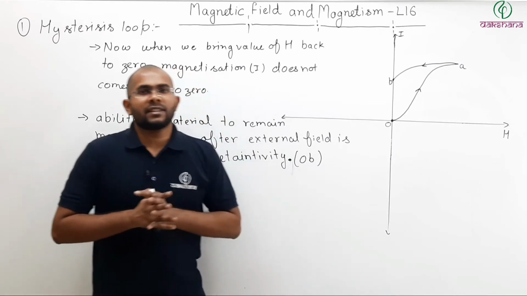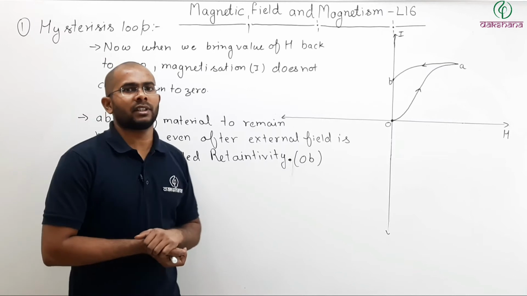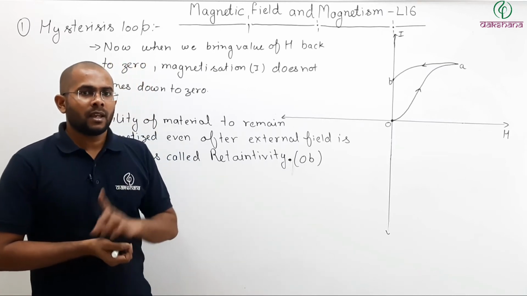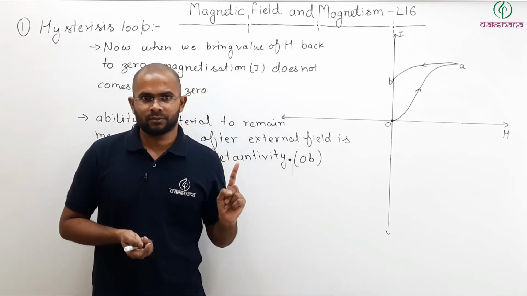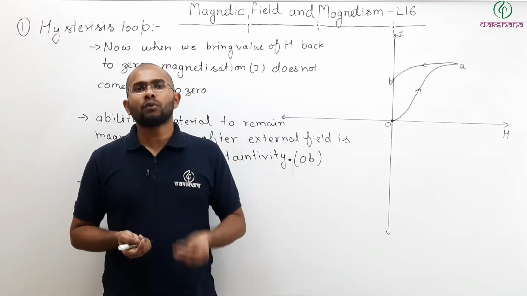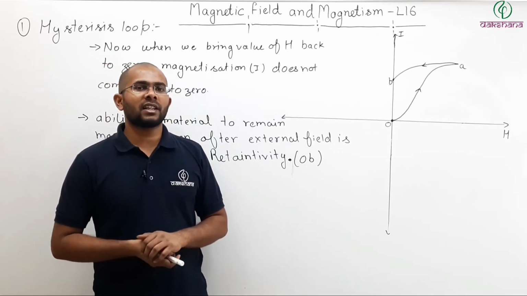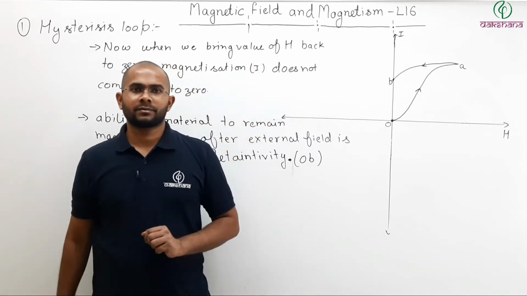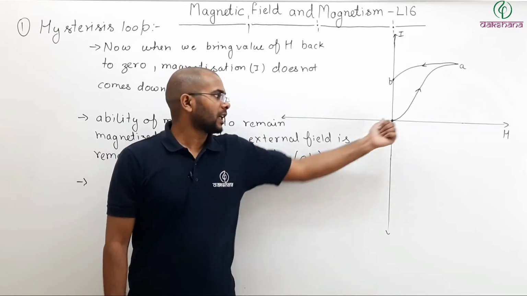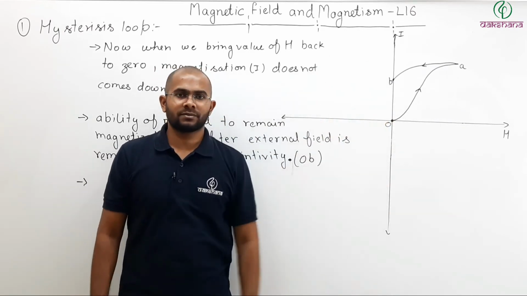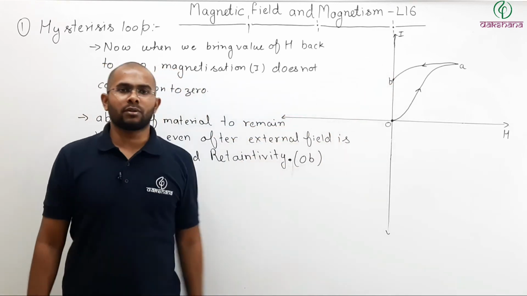Now what can we say? If the current is further decreased in the opposite direction, then what will happen? See here, even after removing the external field, magnetization is not becoming 0. If I want to make the magnetization 0, let us say initially current was flowing in the clockwise direction. Then magnetization was there, and we brought down the current to 0, still some magnetization is left.